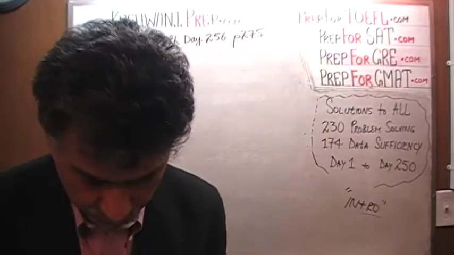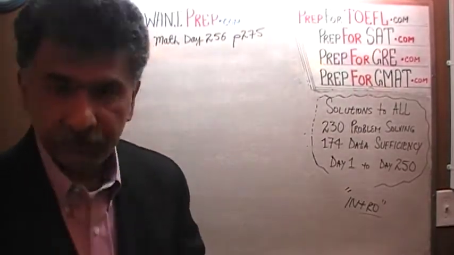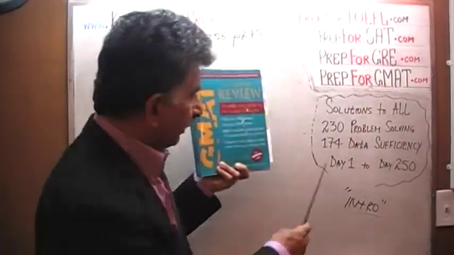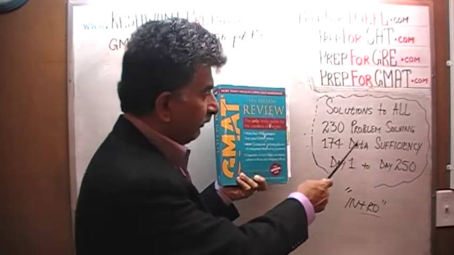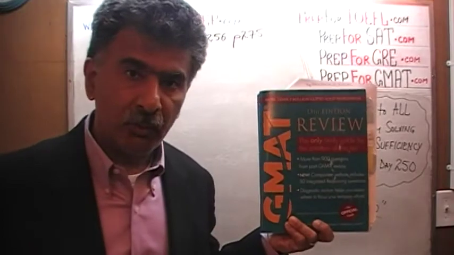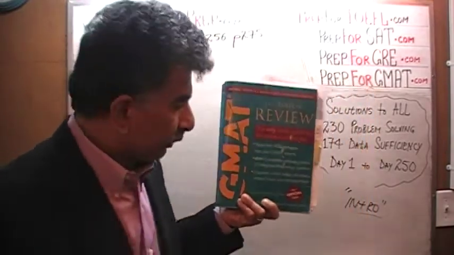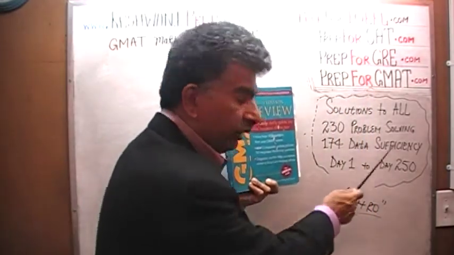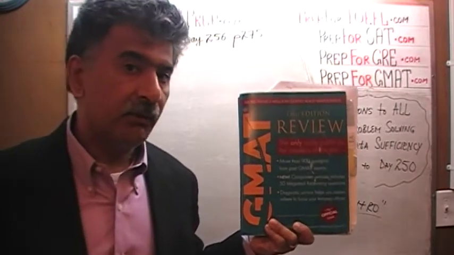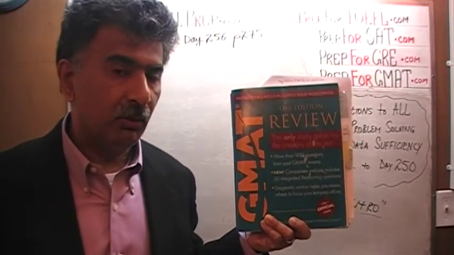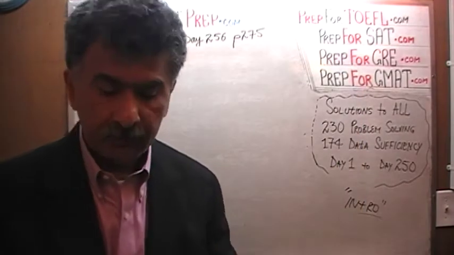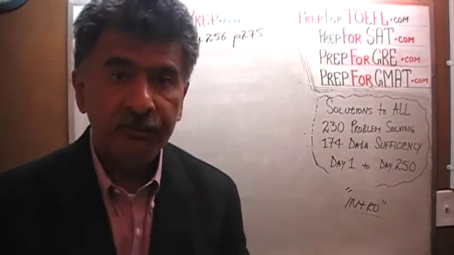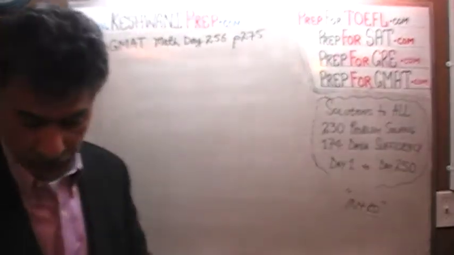This book that I just showed you, 13th edition, the official guide, contains 230 problem solving questions, 174 data sufficiency questions. We have already solved all of these problems from this book. You will find the solutions from day 1 to day 250. Right now we are redoing all these problems at a little bit of a faster pace. Day before yesterday we began solving data sufficiency problems, and we're going to continue our work here.